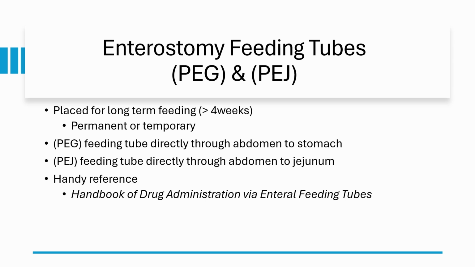There is a good handy reference out there known as the Handbook of Drug Administration via Enteral Feeding Tubes that covers a wide variety of information regarding these tubes. Some of the information it provides, for instance, it covers flushing protocols, managing interactions between nutrition and medication, advice for off-label uses, which dosage forms can be used, alternative formulations when tablets and capsules can't be used.